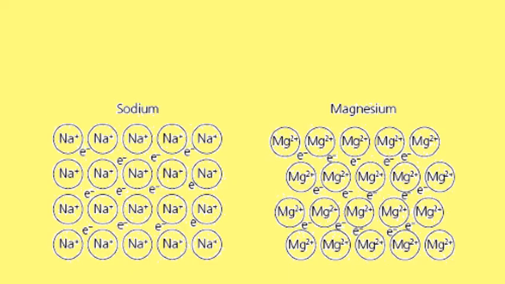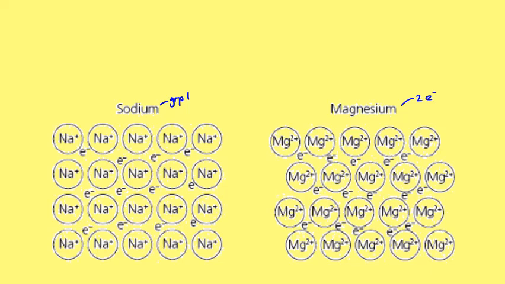On the left here we've got sodium, and as you know, sodium is in group 1, so that's going to have 1 outer electron, and magnesium is in group 2, so that's going to be 2 outer electrons.